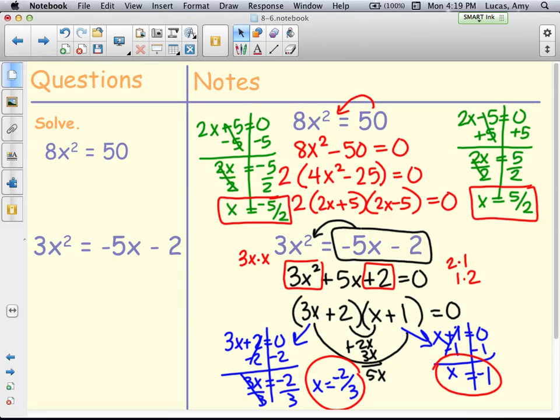Individually, they may seem pretty easy, but when they're all mixed together, there's a lot to think about. So please make sure that you are practicing all of the different types of factoring problems and kind of practicing them, not just one at a time, but kind of mixed together as a mixed review to make sure that you've got it all figured out.